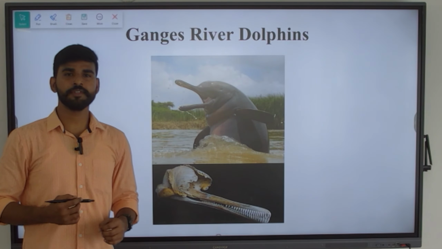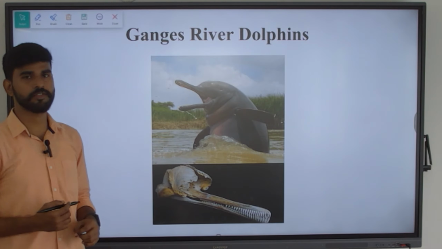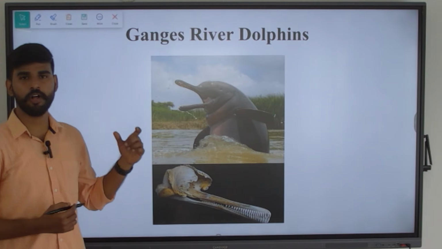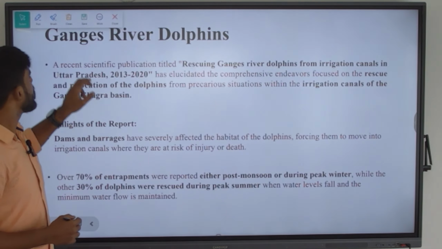The topic that we are going to discuss now is Ganges River Dolphins. So, what are these Ganges River Dolphins? Why are they in news? All those details we need to know.